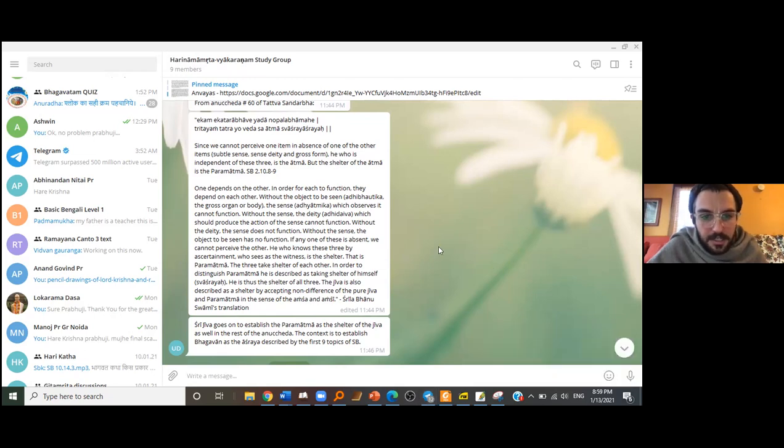Without the deity, the sense does not function. This one we understand easily: the sense is dependent on the deity for its function. Because if I'm looking and there's no sunlight, then I can't see, even if the object is there. So that one's easy. If any one of these is absent, we cannot perceive the other. So all three of them have to be there for perception to take place. There has to be an object, the sense.